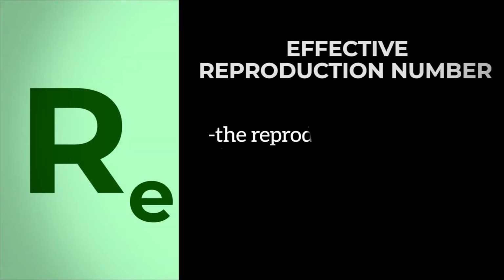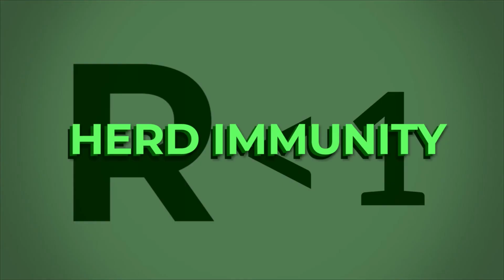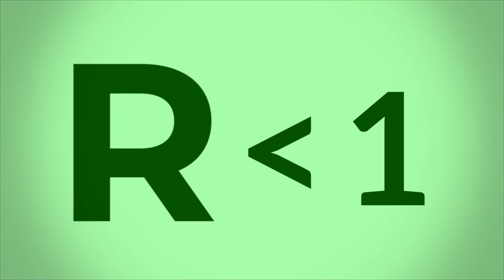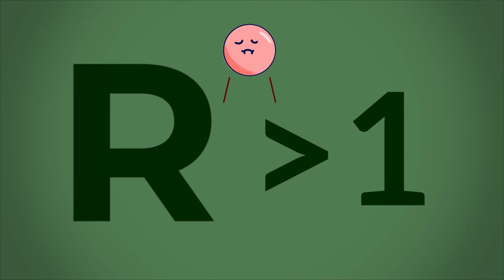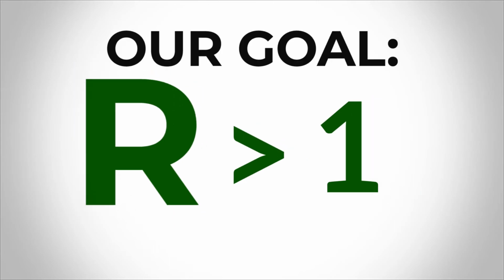As time progresses, R changes, which we call the effective R. The growth rate of infections will depend on the value of R. If R stays less than 1, we have reached herd immunity and the disease will fade. If R remains exceeding 1, it will grow exponentially. The larger the R, the faster the spread. Our goal is to keep R below 1.